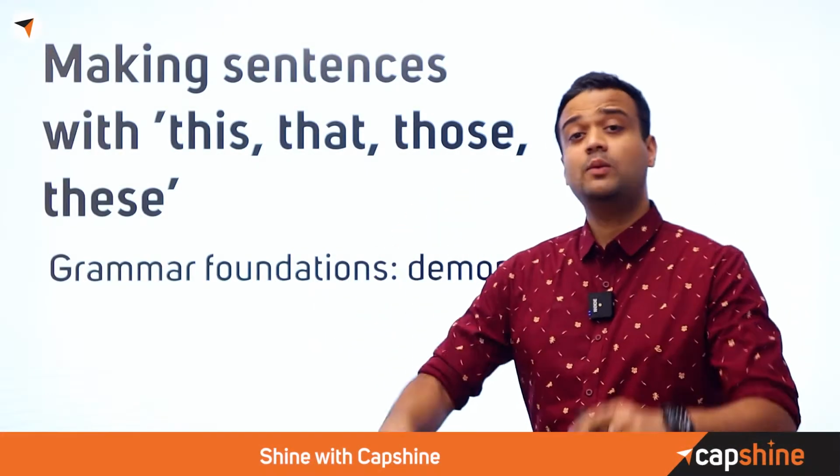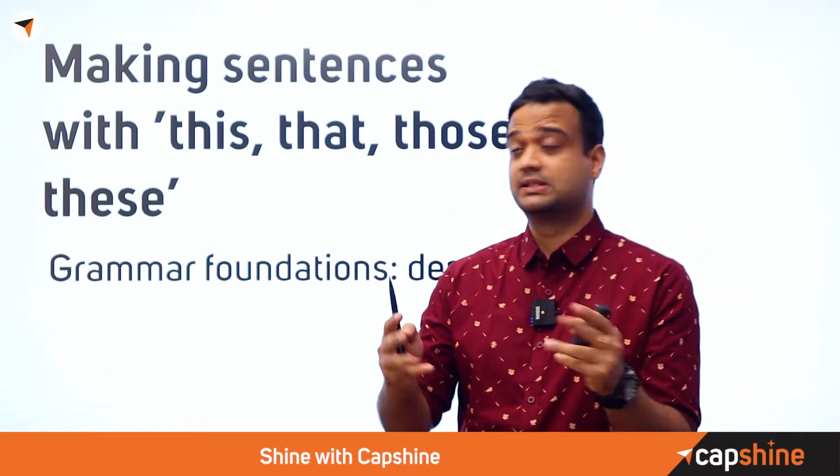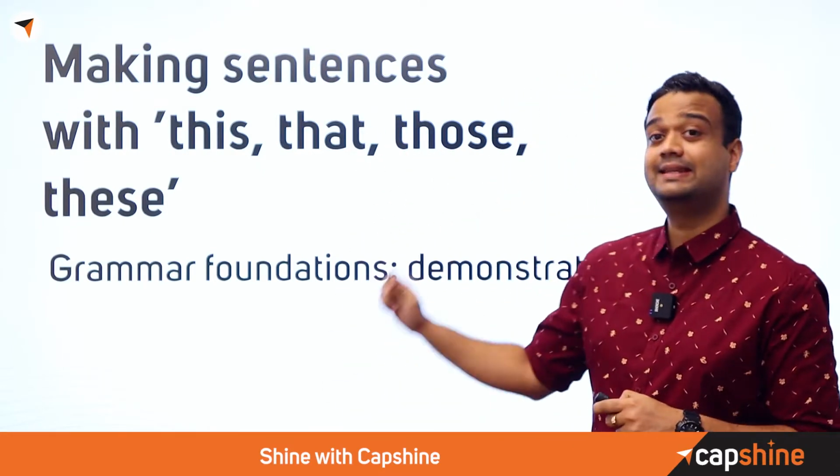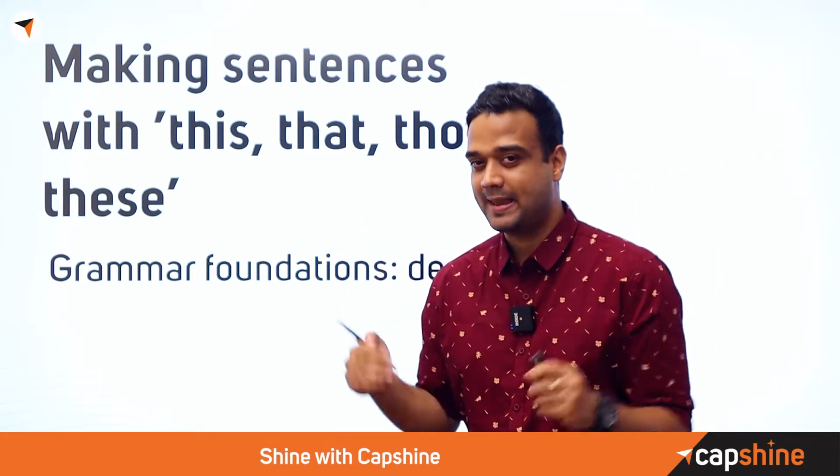Welcome back. Today we're going to look at something called demonstratives. Words like this, that, those, and these, and see how they can be used in different contexts. We make mistakes with these quite often. Let's stop making that today.